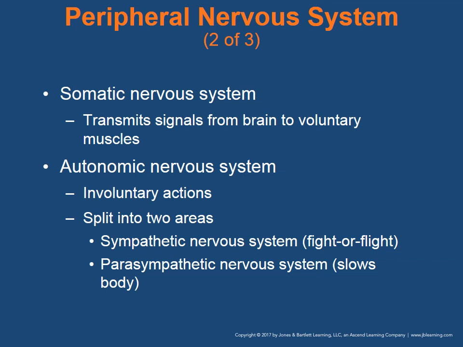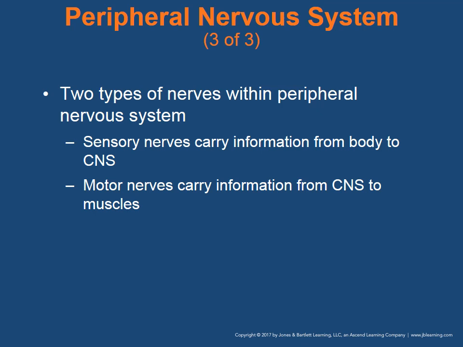And then we have the autonomic nervous system. This is that involuntary action, split into two areas: the sympathetic nervous system, the fight or flight; the parasympathetic system, which slows the body. So we have peripheral nerves.